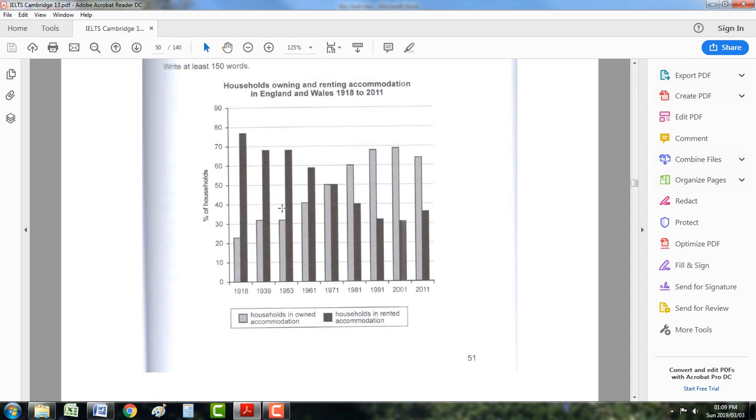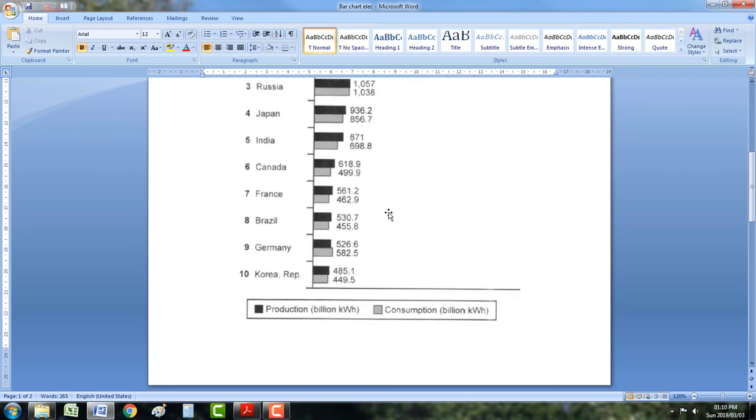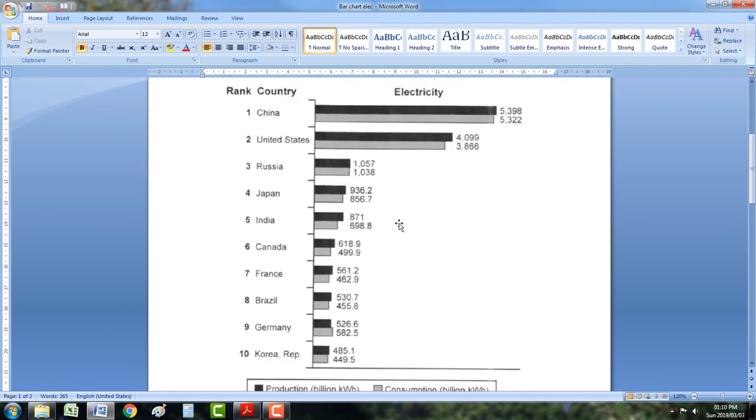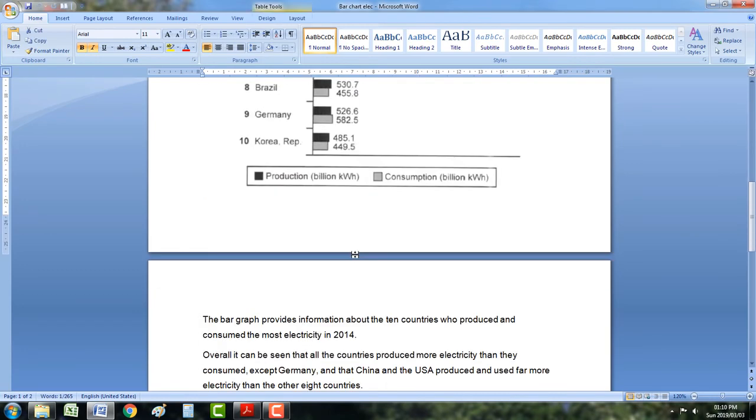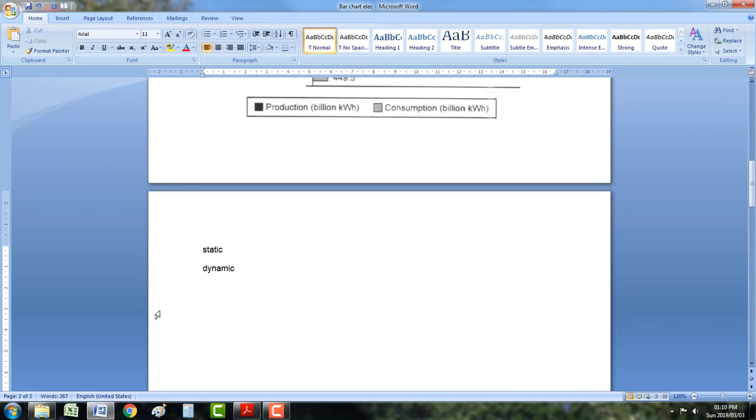It means you can use the words increase and decrease with this kind of bar chart, increased from 1953 to 1961 or whatever. But with the static, you can't use the word increase or decrease. So let's just go back to the one we're doing today on a Word document. Students get a bit confused. You see, this is just 2014. It's a static bar chart. Let me write those words here. Static and dynamic. Static means it's not changing, dynamic means it is changing.